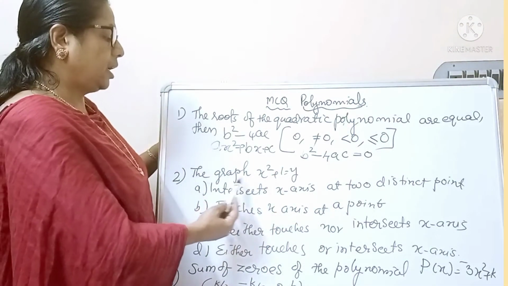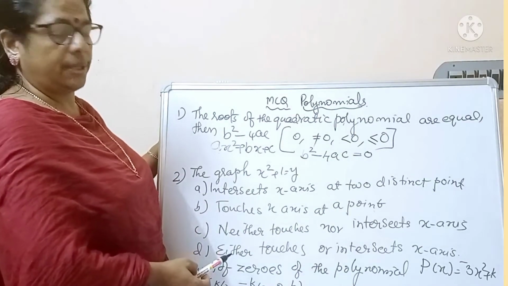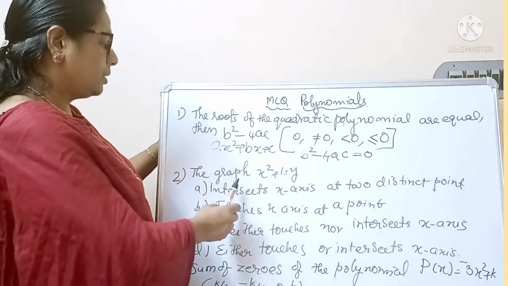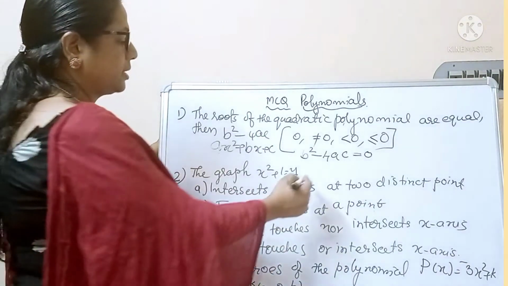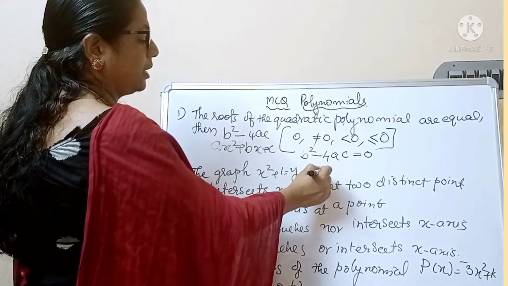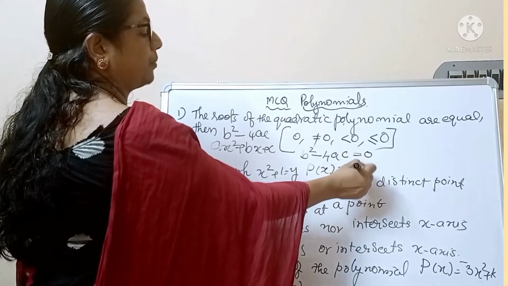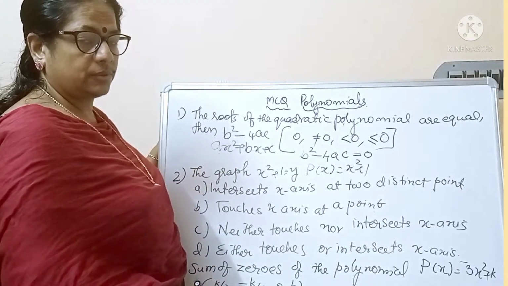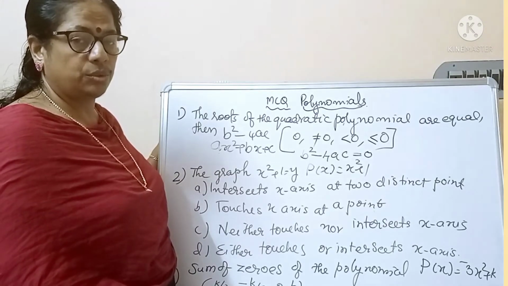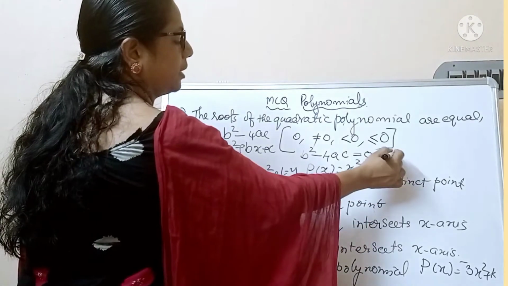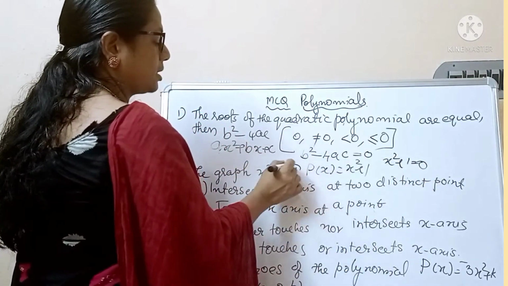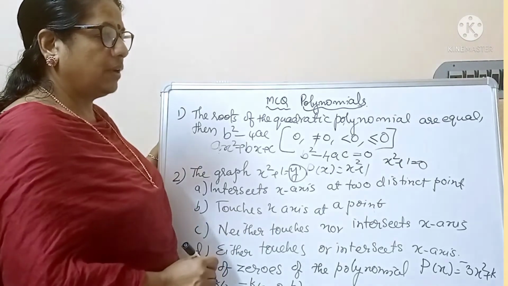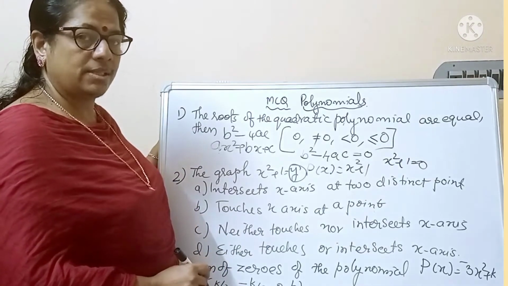The second one: the graph of y is equal to x square plus 1. Then four conditions are given. Which of them will be satisfied? The graph of y equal to x square plus 1 means p of x is equal to x square plus 1. Then we want to substitute p of x equal to 0, that is x square plus 1 is equal to 0. Since y is equal to 0 on the x-axis, what will be the value of x when x square plus 1 is equal to 0?